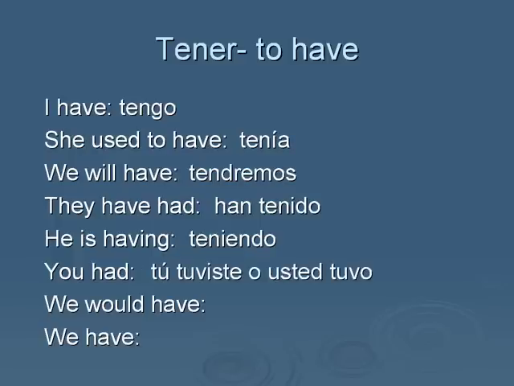You had. Tú tuviste o usted tuvo. We would have. Nosotros tendríamos. We have. Nosotros tenemos.